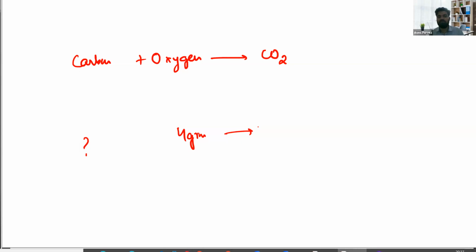For example, if carbon reacts with oxygen, it gives you CO2. Let's say you have 4 grams of oxygen. Then how many grams of carbon will be required to completely react with 4 grams of oxygen, and how many grams of CO2 will be formed?